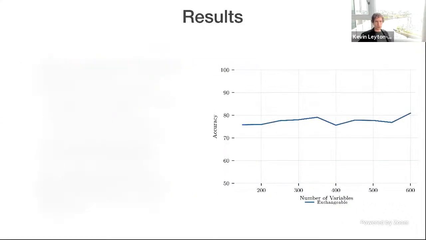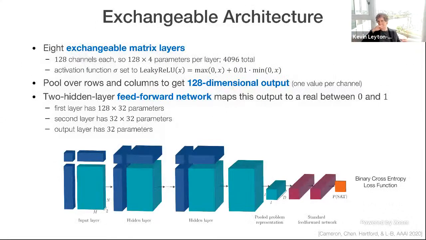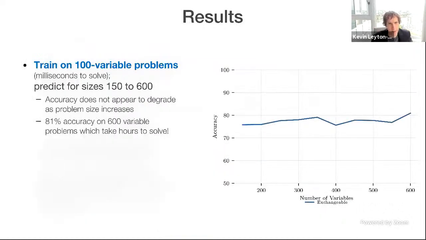So long story short, we did this. We inconvenienced a lot of electrons on a GPU for a really long time, training this on a gigantic number of SAT instances, again, looking only at 100 variable problems. And then we evaluated them on larger problems, again, between 150 and 600 variable problems. And here's the accuracy that we got.